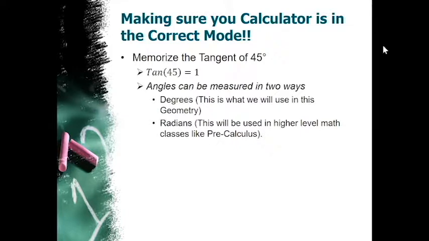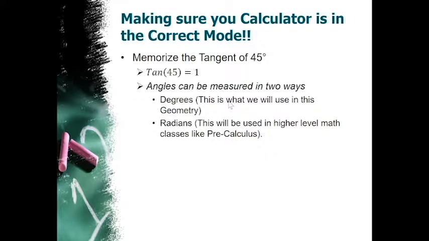So angles can be measured in two ways. That's one thing to keep in mind here, and that's where the discrepancy comes in your calculators. Most of the time, all the way up through about geometry and past geometry a bit, we measure angle in degrees. That's the most common way that angles are measured, and that's what we'll use throughout the rest of this course in geometry.